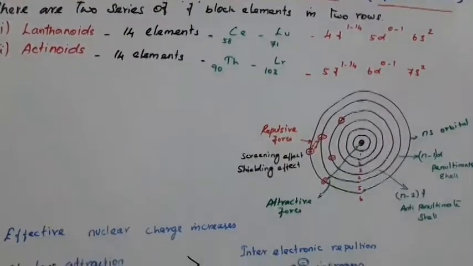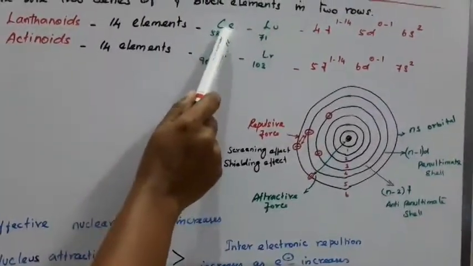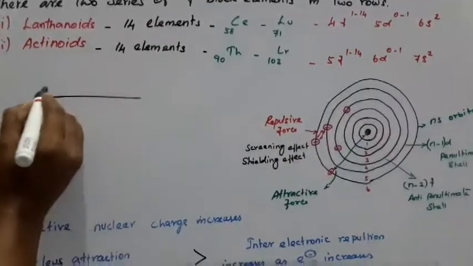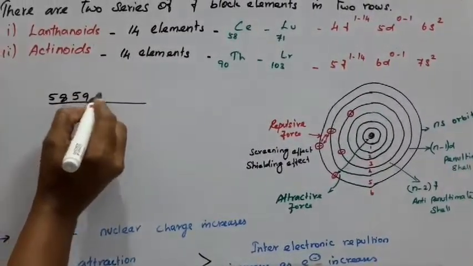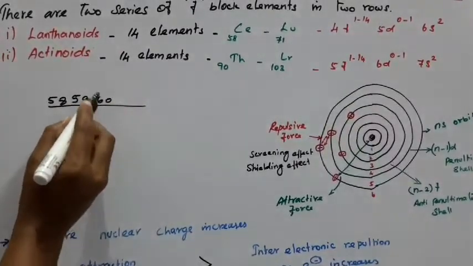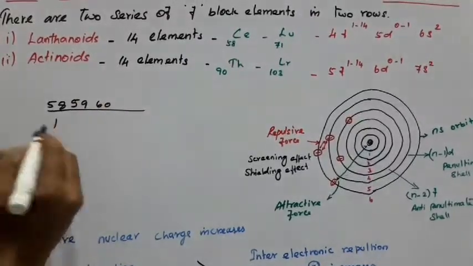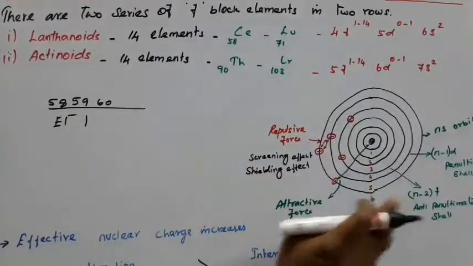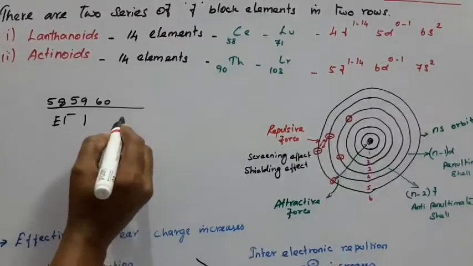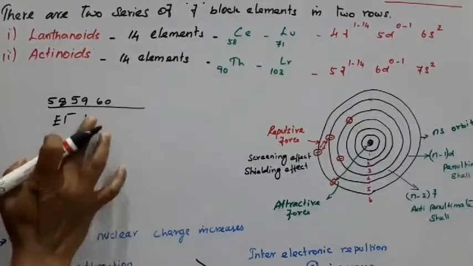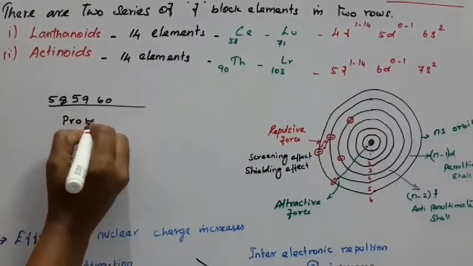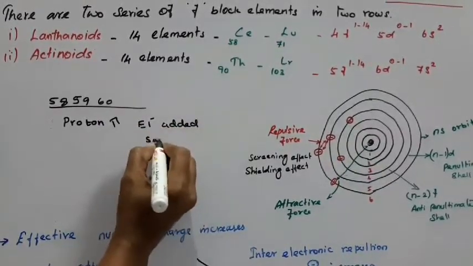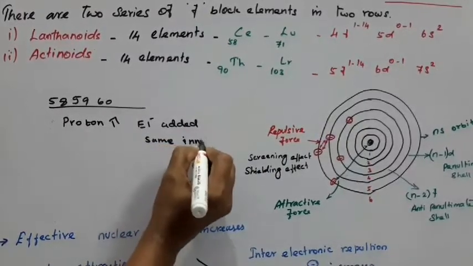For this period, the atomic number starts from cerium to lutetium, 58 to 71. For this series 58, and the next one 59 and 60 and so on. Each time one electron is added to the penultimate shell, in the same penultimate shell, that is the n minus 2 f orbital. And the proton also increases, so the number of protons increases, and the electron is also added in the same inner shell.